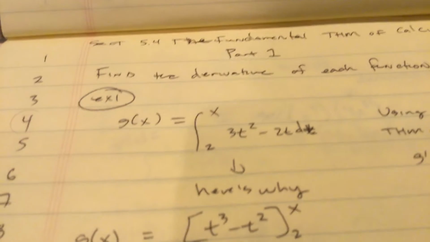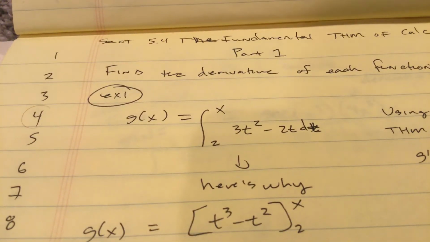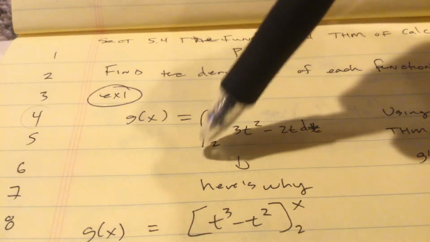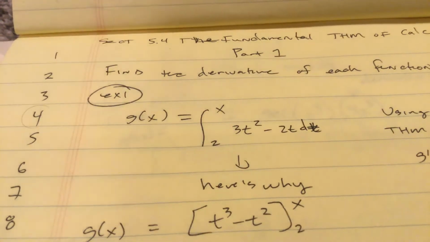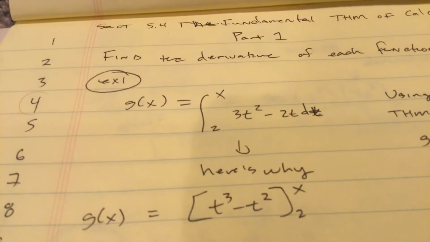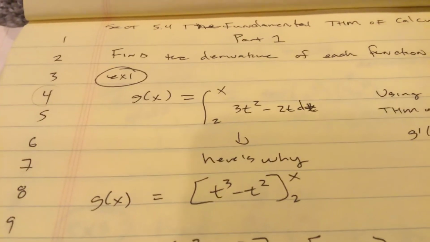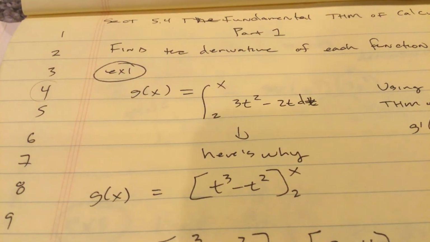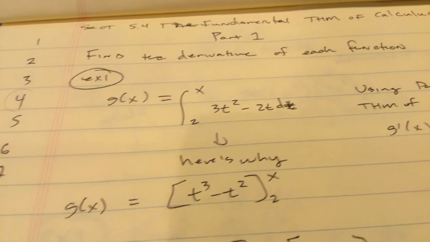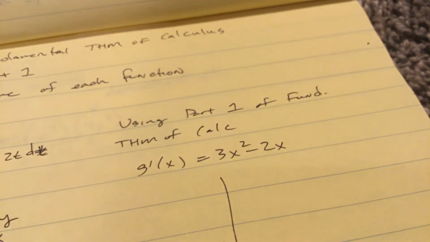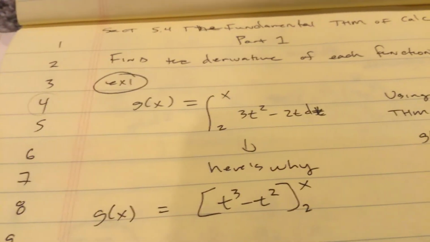Anyway, find the derivative of each function. Now again, think of what we're doing. This is g of x. It's an integral. So g of x is the antiderivative of something. And I want to know what g prime of x is. I want to know the derivative of an antiderivative. So there's a quick way to get this using, again, look at the function.